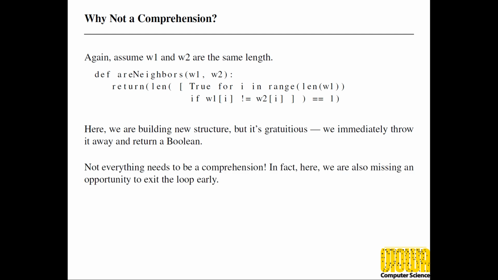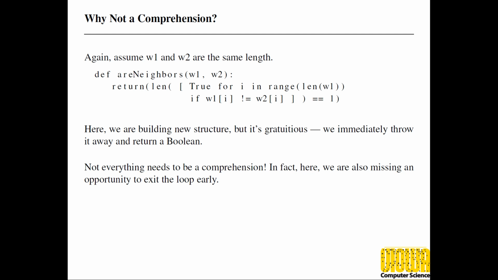So not everything needs to be a comprehension, and indeed here, words are short, so it doesn't really matter much, because there are only 5 letters wrong. But I'm also missing an opportunity to have an iteration that exits early. So let's just for a moment imagine that the words, instead of being 5 characters long, are 100 characters long. And I only allow them to differ in one location.